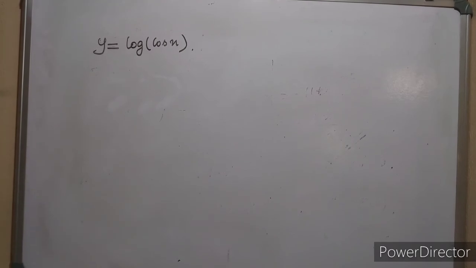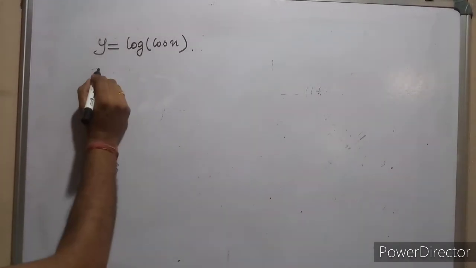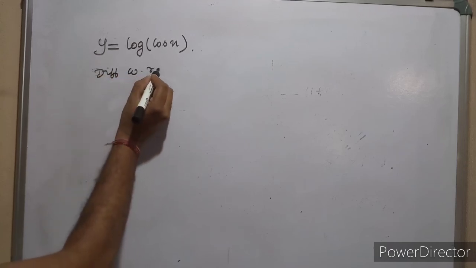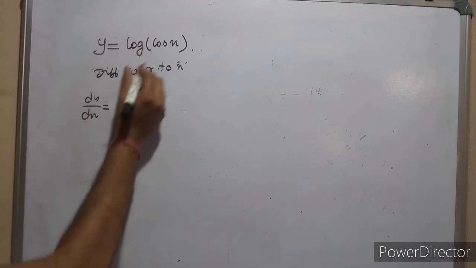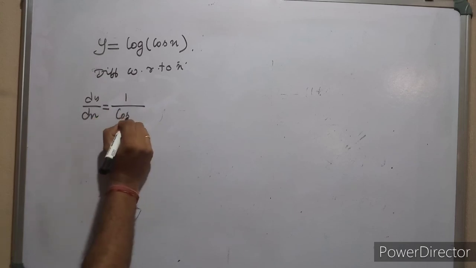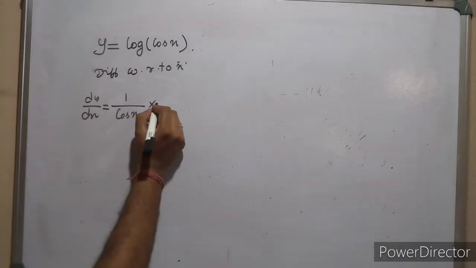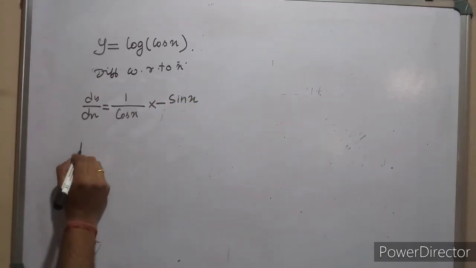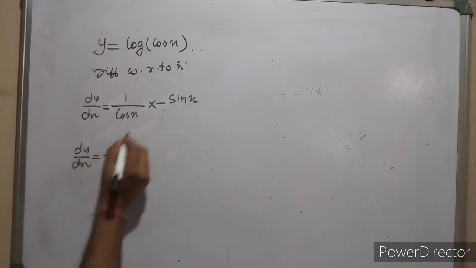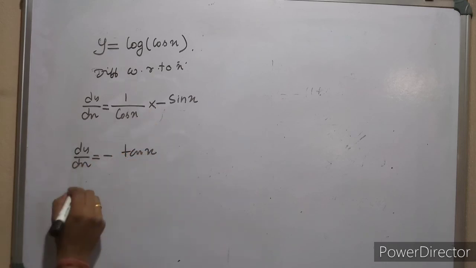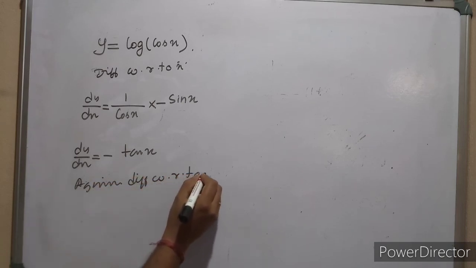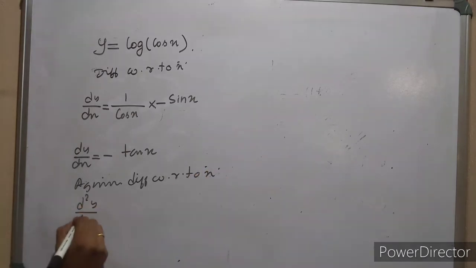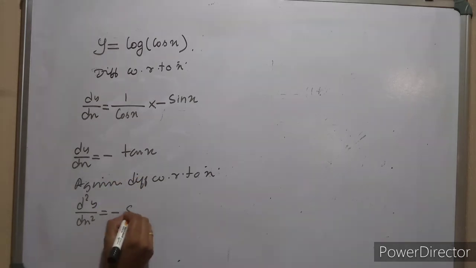Now next is y is equal to log cos x. Find d2y by dx square. Now I'll differentiate. Differentiating with respect to x, dy by dx: the derivative of log cos x is first 1 over cos x into the derivative of cos x, which is minus sin x. Now we have minus sin x over cos x, which is minus tan x. Now again, differentiating with respect to x, d2y by dx square is equal to minus the derivative of tan x, which is sec square x. This one is the final answer.